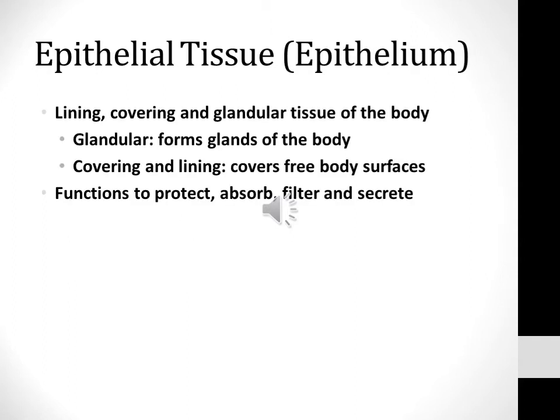So we start with our epithelial tissues, and these are our basic covering type tissues. It could be lining, it could be covering, they could be glandular tissue. With the glandular, it's going to form glands. With our covering and lining, we're talking about our free body surfaces, and our basic functions are to protect, absorb, filter, or secrete, or a combination therein. I'm going to go over some more of the specialized characteristics of epithelial tissue in the next slide.